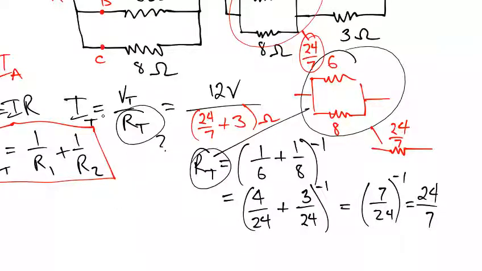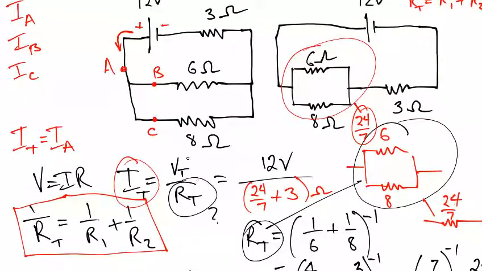And now I can solve for my total current. My total current is therefore equal to 1.8667. I can just round it to 1.87 amps. Now, that means I know that at this point, point A, I have 1.87 amps traveling through that point.